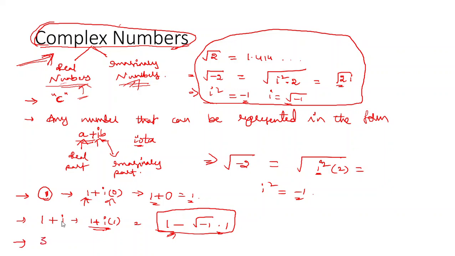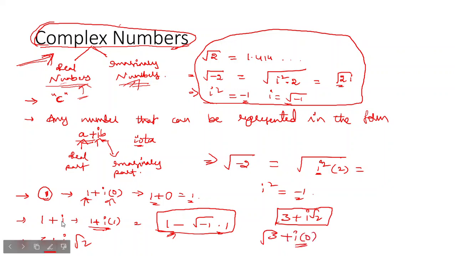Another example: 3 plus i root 2. Let me write it. 3 plus i root 2. So this is a complex number. Root 3 is a complex number because here the imaginary part is absent. This is an irrational number and also a complex number.